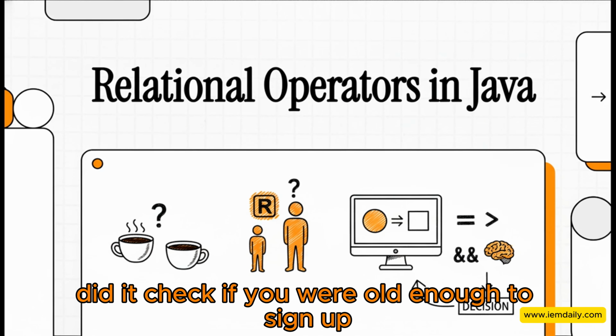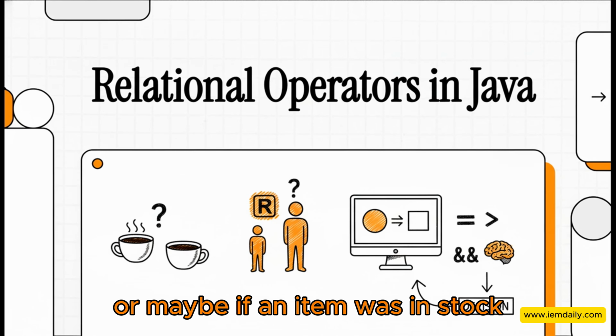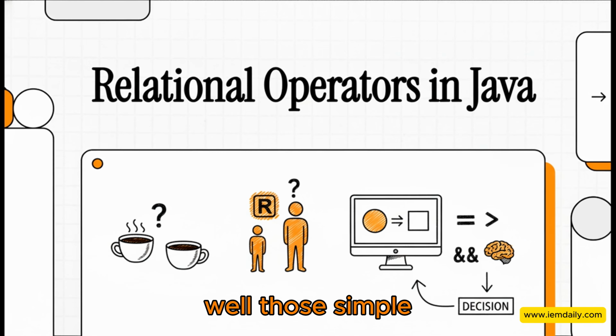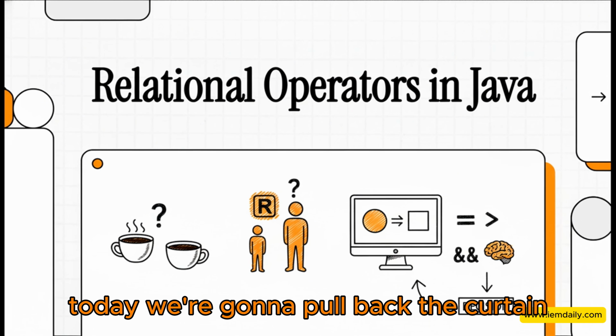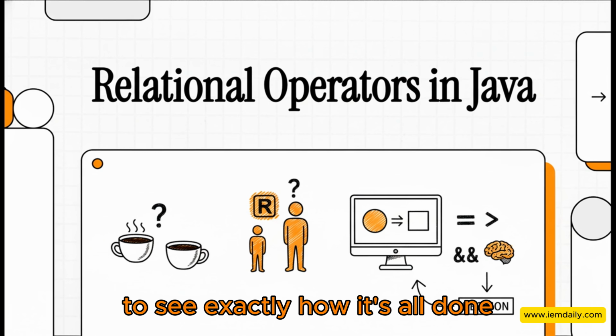Think about the last app you used. Did it check if you were old enough to sign up? Or maybe if an item was in stock? Well, those simple little decisions are really the lifeblood of software. Today, we're going to pull back the curtain to see exactly how it's all done in Java.